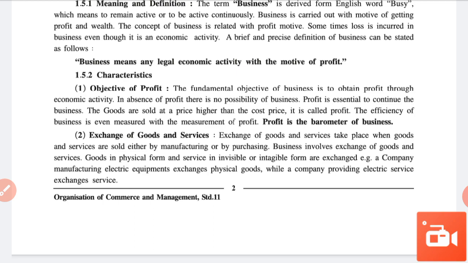But a chartered accountant, lawyer, or doctor provides a service, sharing his or her knowledge. That is a kind of service, but it is invisible or intangible. For formal exchange, I have already given an example, but there is a textbook example. A company manufacturing electric equipment exchanges physical goods, while a company providing electric service exchanges services. You can write your own example in the exam. Okay.